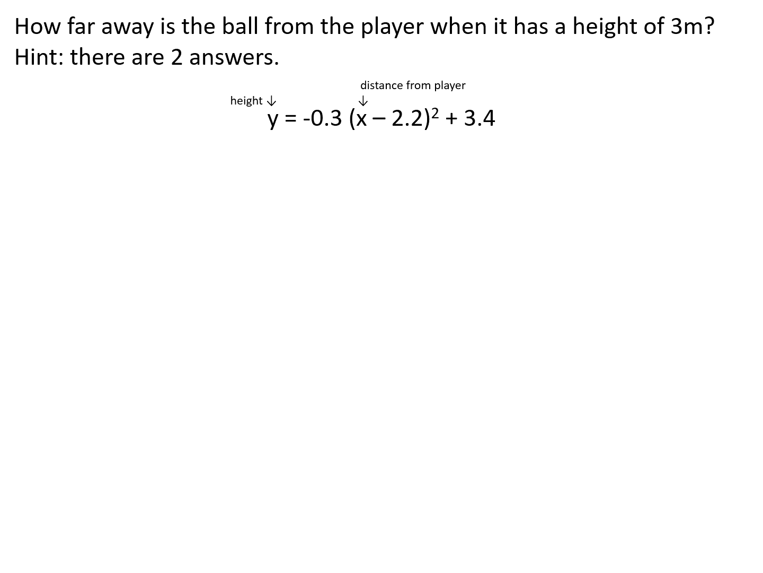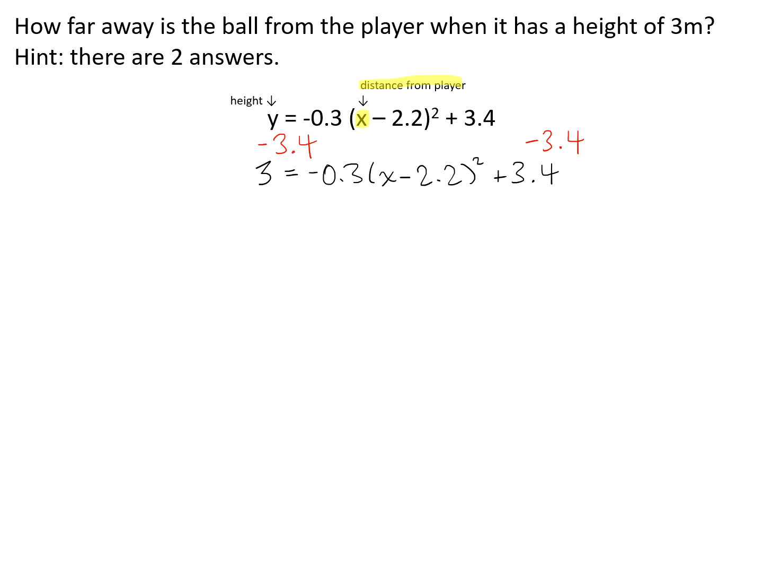That brings us back to the question, how far away is the ball from the player when it has a height of 3 meters? We already determined the answers to this graphically, but we need to do this algebraically now. Since 3 meters is a height, and the variable of y represents height, we are going to replace the variable of y with the number 3. Since I want to find the distance of the ball from the player, that means I'm actually solving for x. In other words, I want to isolate x.